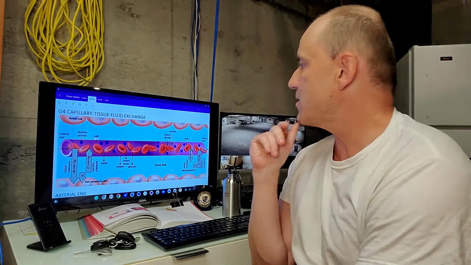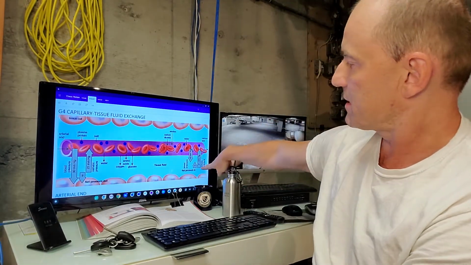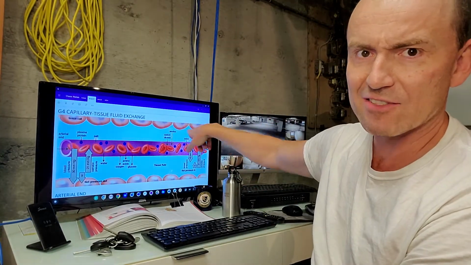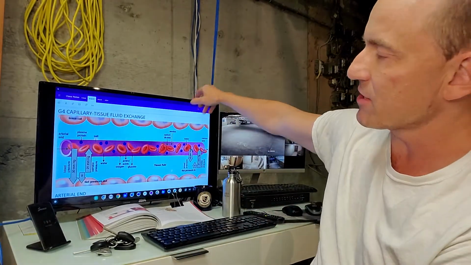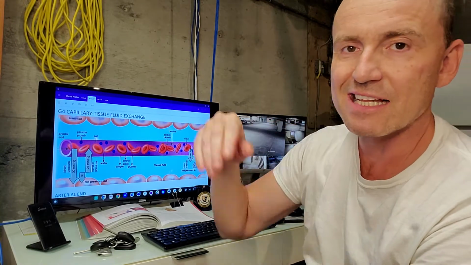Some things to note. 9 minus 6: less water is coming back than went out. Some of that water is going to be used by the cells, and some of it is going to be reclaimed by the lymphatic system, which we're going to be talking about in this unit in another video. So that's where that goes.